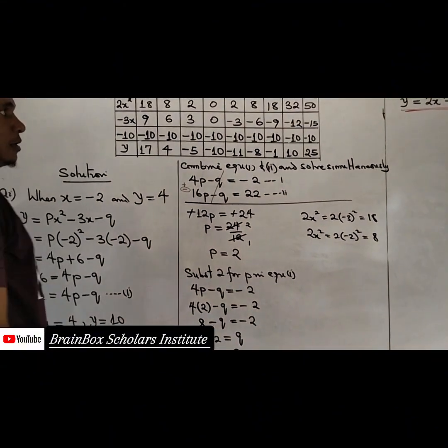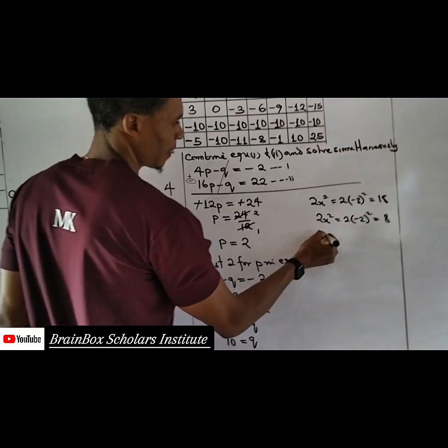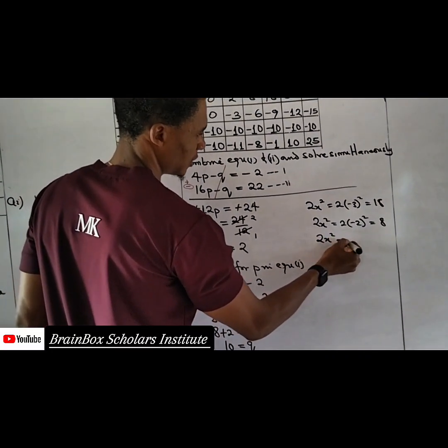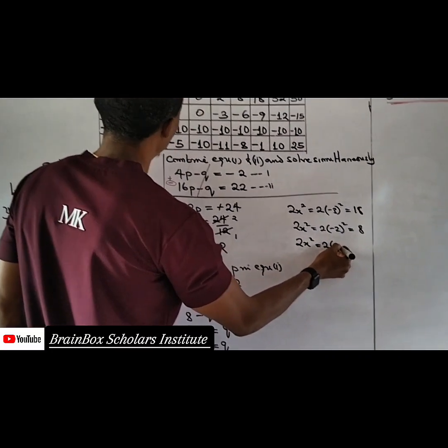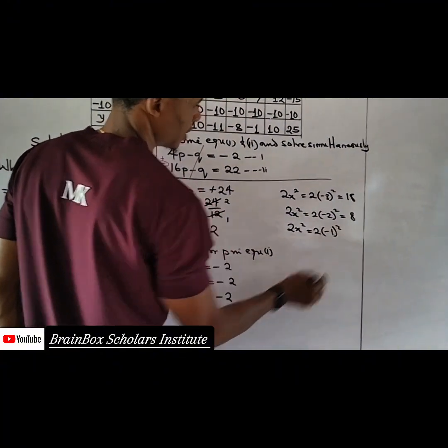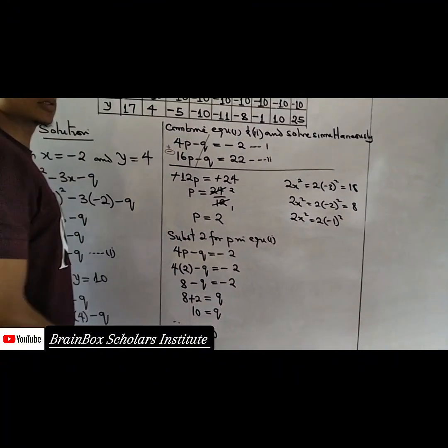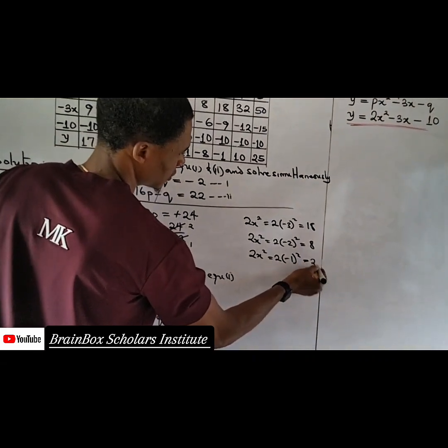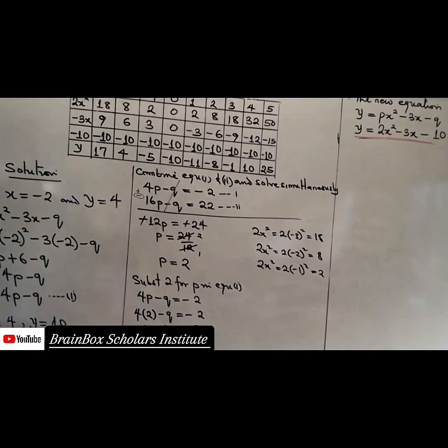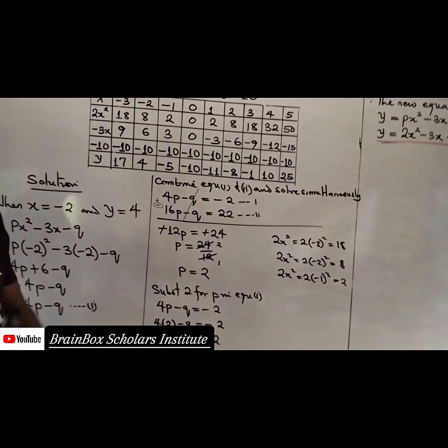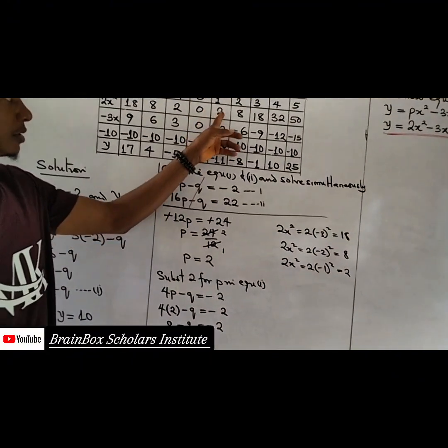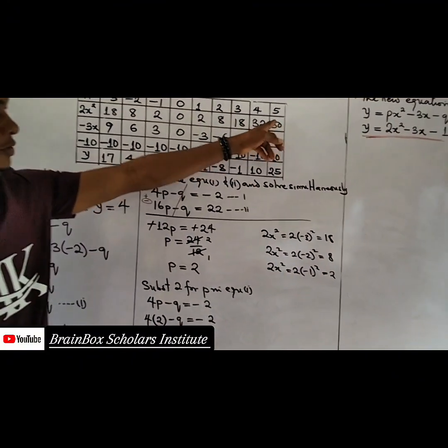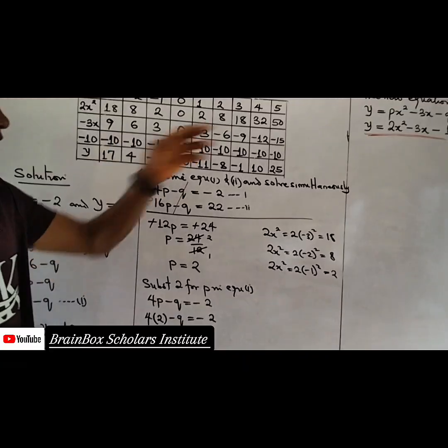Then I'm going to go for this one. 2x² is equal to 2 bracket -1, all squared. -1 squared is 1. Then 2 times 1 is 2. That's how this 2 came about. So you can follow this process and fill up to the last value here. So you still get the answer here.